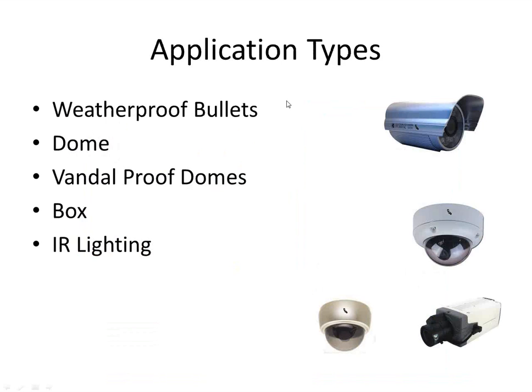These are different application types. Depending on what your application is, that is what you would choose as your camera type. You can go with a weatherproof bullet, an indoor dome, vandal-proof dome, a box camera, and if you need IR lighting, you would choose a camera with built-in IRs, or you can use an external IR illuminator.